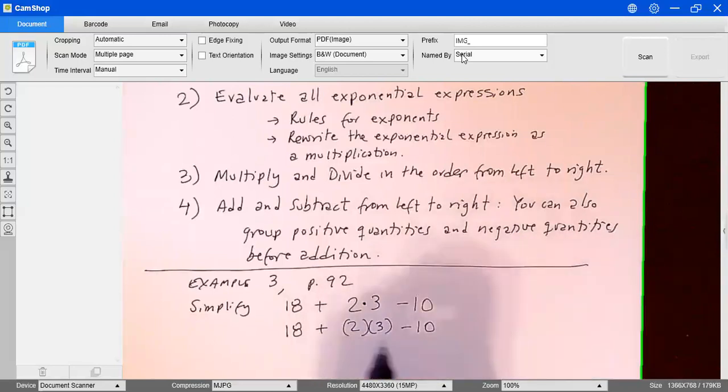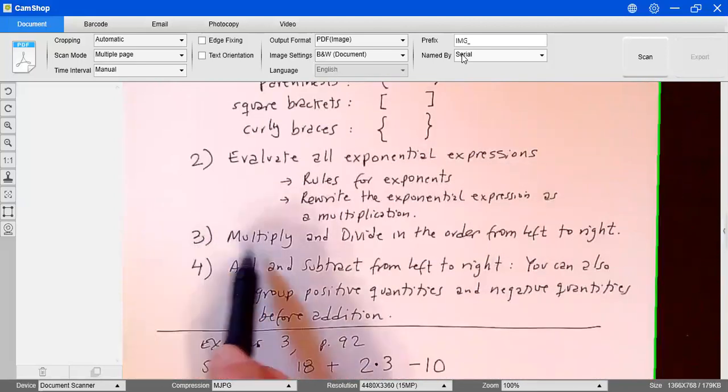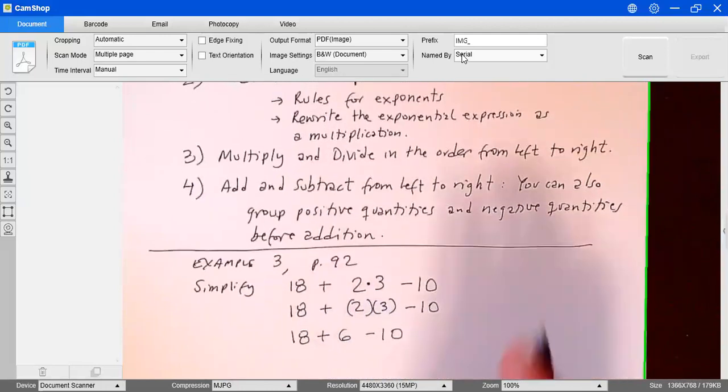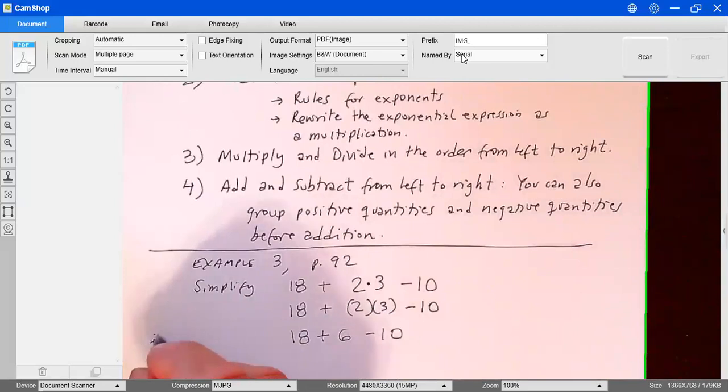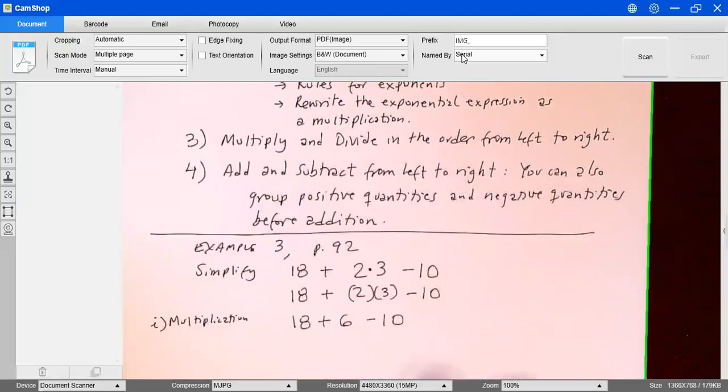So we're going to start then. There are no grouping symbols. There are no parentheses used as grouping symbols. There are no exponential expressions. So we're going to start right away with step 3, we're going to multiply and divide first from left to right. There is only one multiplication here. So we do that step. 2 times 3 is going to be 6.